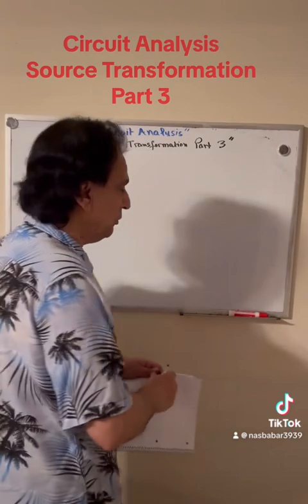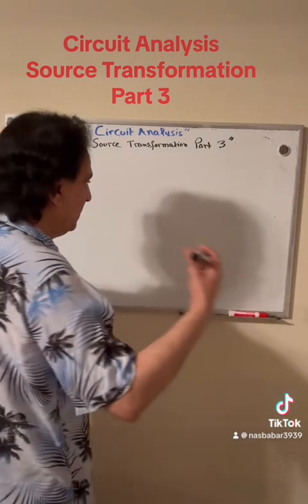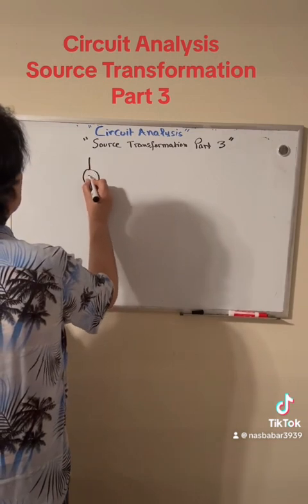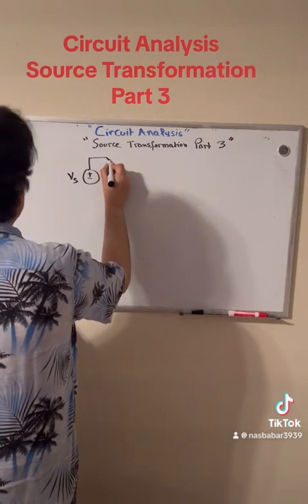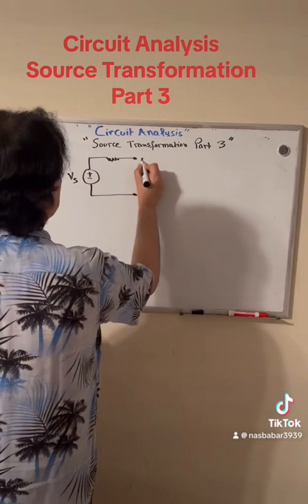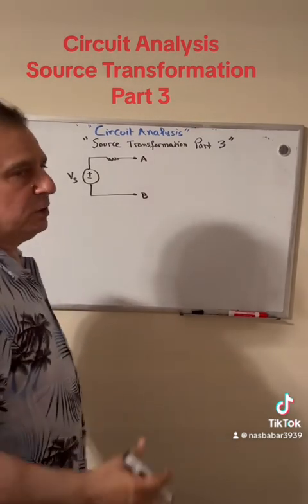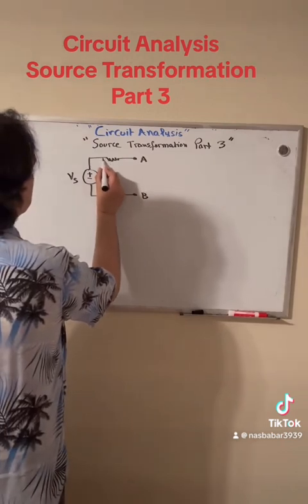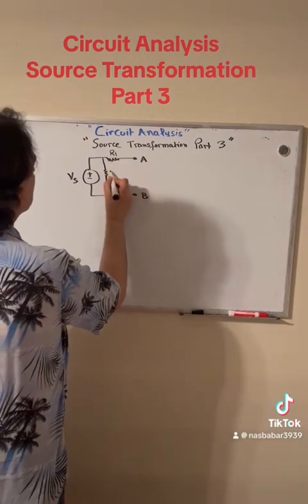These are important observations which you will use when you are doing source transformation and trying to simplify a circuit. So let's say we have V sub S, okay? And then we have a resistor, and then we have a terminal right here, terminal A, terminal B. Now this is what we started off with. But what if there is a resistor in between right here? Let's call this R1 and call this R2.